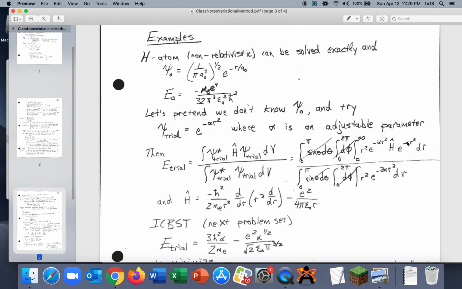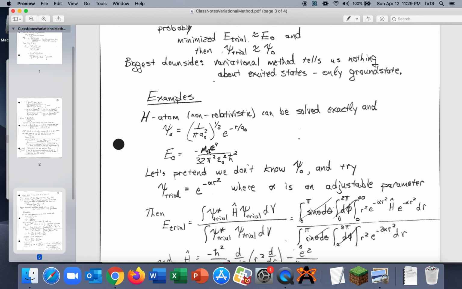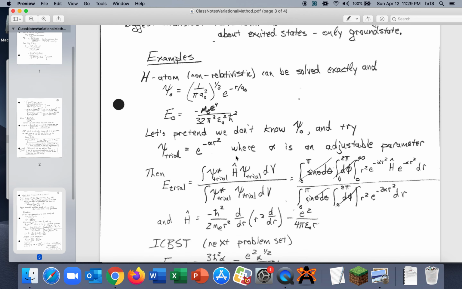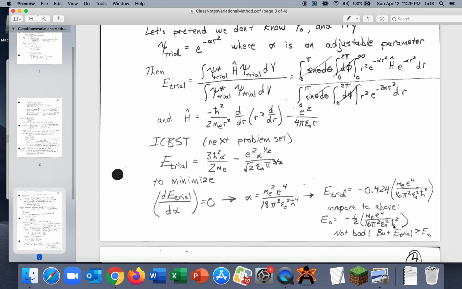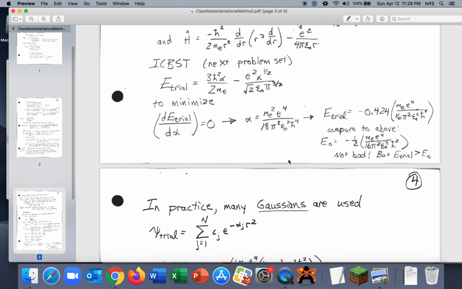Compared to what we had up above, this is basically negative 1/2 times that same set of constants. And so we see negative 0.424 is pretty close to negative 0.5, but it is greater than, so that does give us a good estimate, and as expected, it's greater than the true ground state energy.